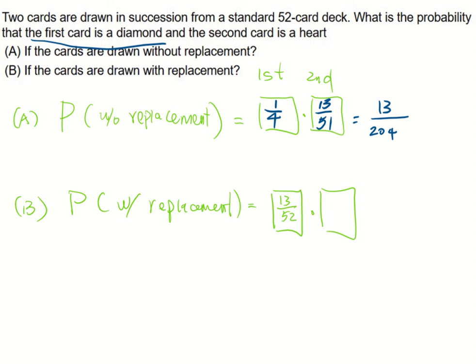or 1/4. Right, so since this time is with replacement, after the first card is drawn, I'm putting that same card back. So for the second card, the pool is still 52 cards. And what is the probability that that card is a heart? It's also 13 out of 52. So if you simplify it, it will be 1/4 times 1/4, which is 1 over 16.